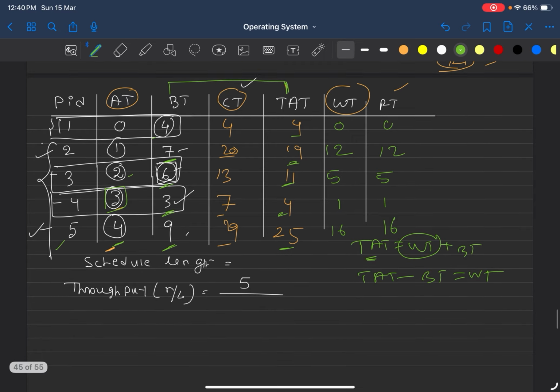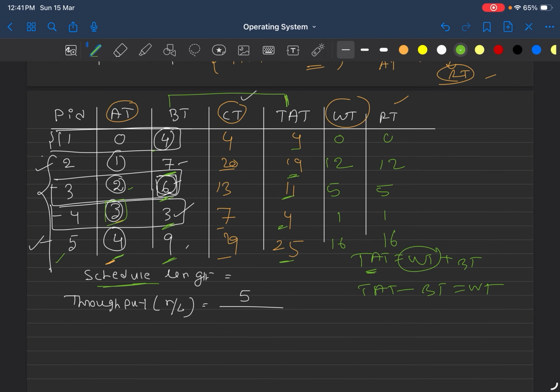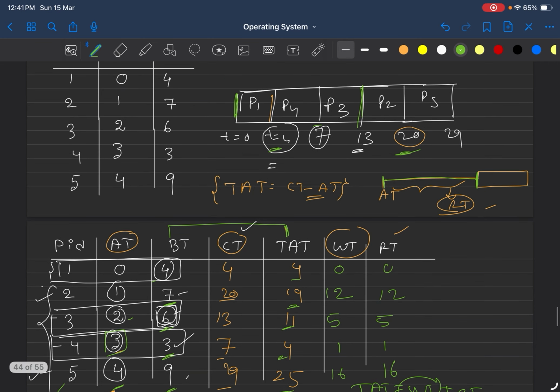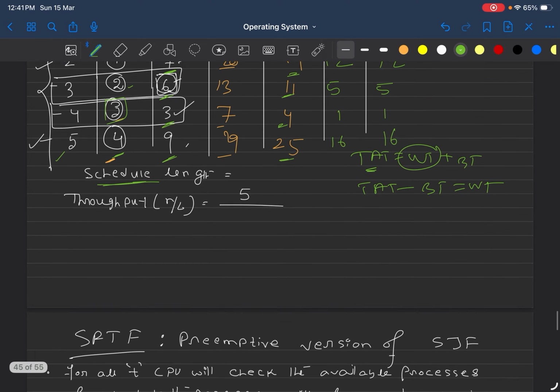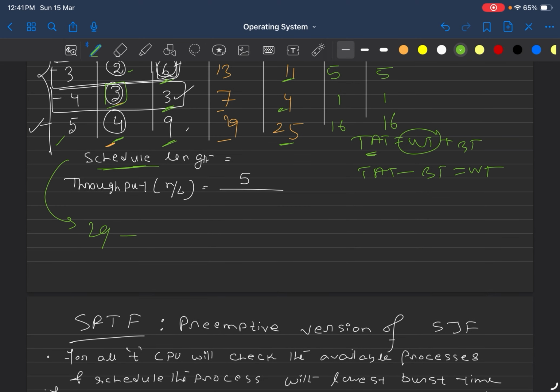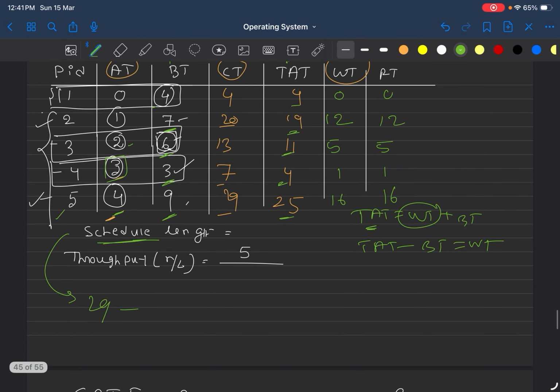Now let's see the schedule length. What is schedule length? It is the maximum completion time across all the processes, minus the minimum arrival time across all the processes. If you see the Gantt chart, the maximum completion time is 29. Minus the minimum arrival time across all the processes, which is 0. So the schedule length is 29.